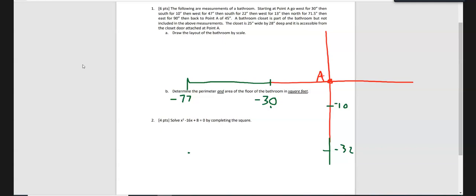I'm going to follow these directions here in a second because at the moment it's not making a whole ton of sense, but we'll figure it out here. Okay. Then west for 13 more inches. Okay, so that's going to take me to what, negative 90? Yeah. Okay. Then north. Okay, so let's just draw this picture. Okay, so we're going to go here, here, here, here, here.